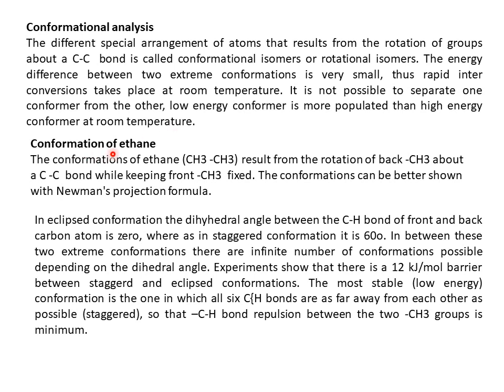Let us look at conformations of ethane. Conformations of ethane, CH3-CH3, result from rotation of the back CH3 group with respect to the front CH3 group. We can imagine the front CH3 group as fixed in position and the back CH3 rotating with respect to the front CH3. The conformations are always shown better with the Newman projection formula.